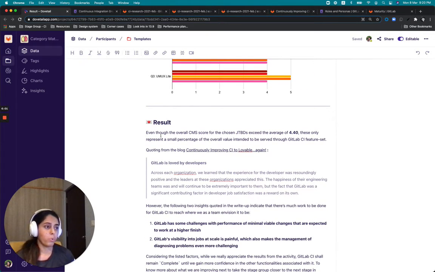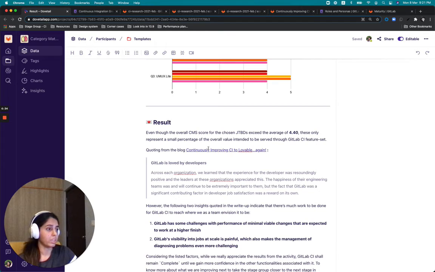So even though the overall CMS score for the chosen jobs to be done, I would say chosen because we have definitely not looked at all of the JTBDs for CI. We have just picked 2 out of everything that is there. So even though they exceed the average of 4.4, these functionalities which come under these JTBDs only represent a very small fraction of the overall value that we intend to provide our users through the GitLab CI feature set.